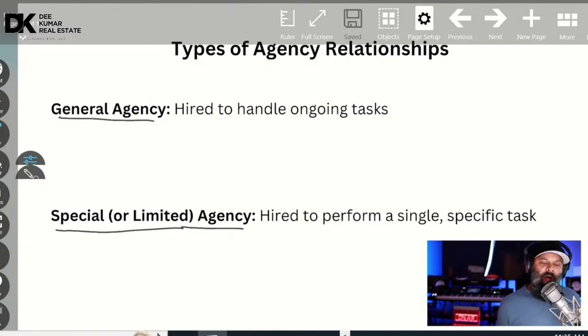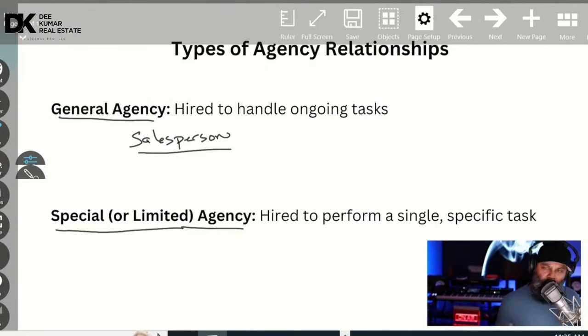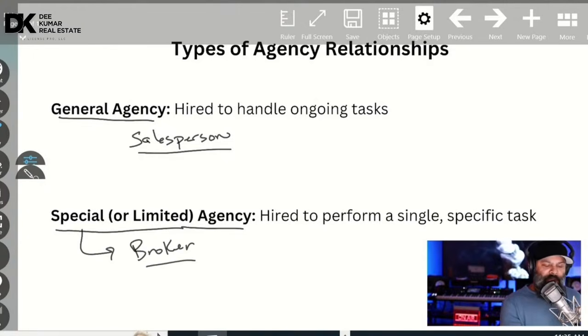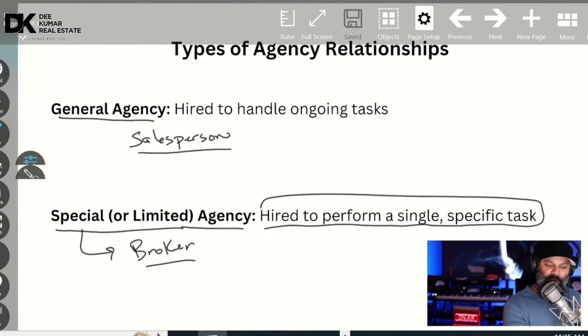And general agents are hired to handle ongoing tasks. A classic example of a general agent, there are two I will give you. Number one, a salesperson is considered a general agent. They're an agent that works under a special agent. The special agent, I want you to know for your examination, is a broker. Broker is a special agent hired to perform a single specific task. Sell my house, rent my rental unit, find me a house, find me a place to rent. These are all single specific tasks. And we call those that we hire a special agent.